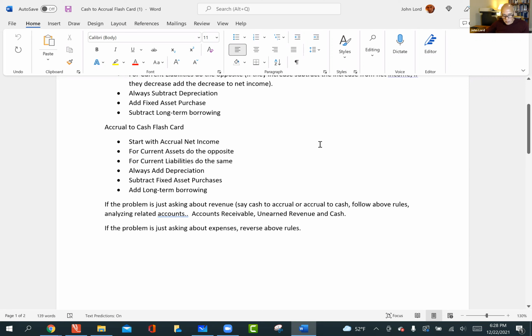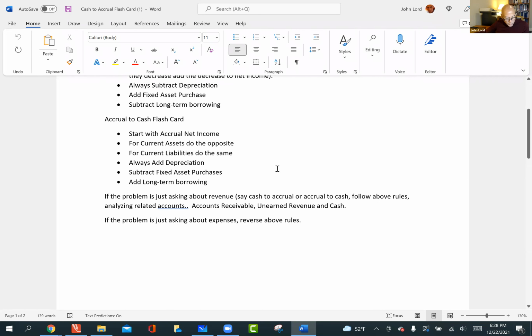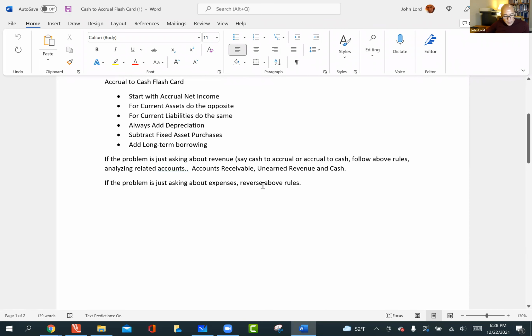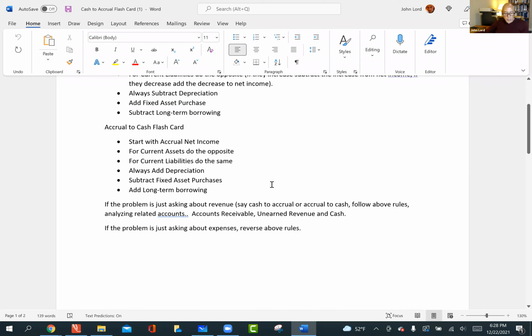That's getting more to those questions where they maybe gave you the accrual revenue, and they want you to give the cash revenue. If the problem is asking about expenses, reverse the above rules. And this is the main thing that I wanted to point out here, because you think about it, expenses reduce net income, don't they? So I can't use the same rule that I use for net income. I have to flip those rules. So I would do the opposite. That means that for assets, I'll do the same. For liabilities, I'll do the opposite.